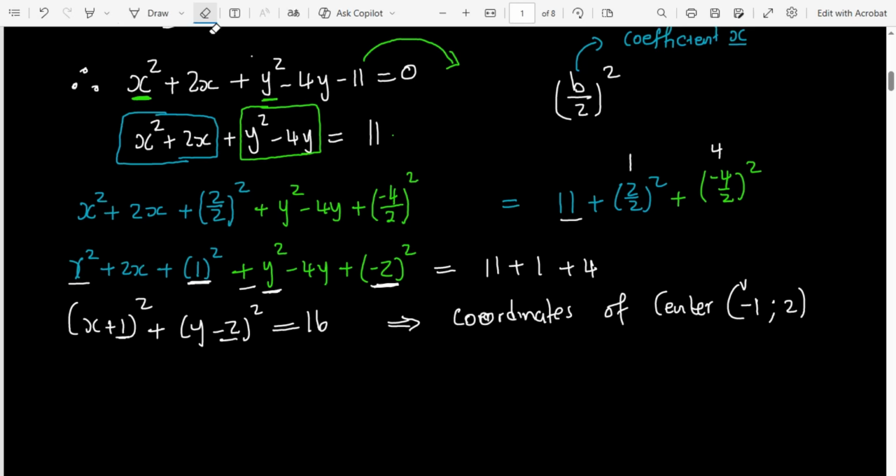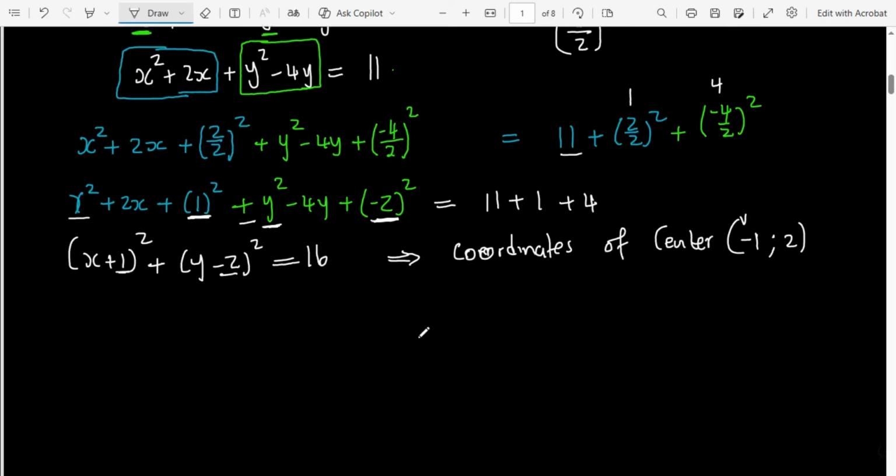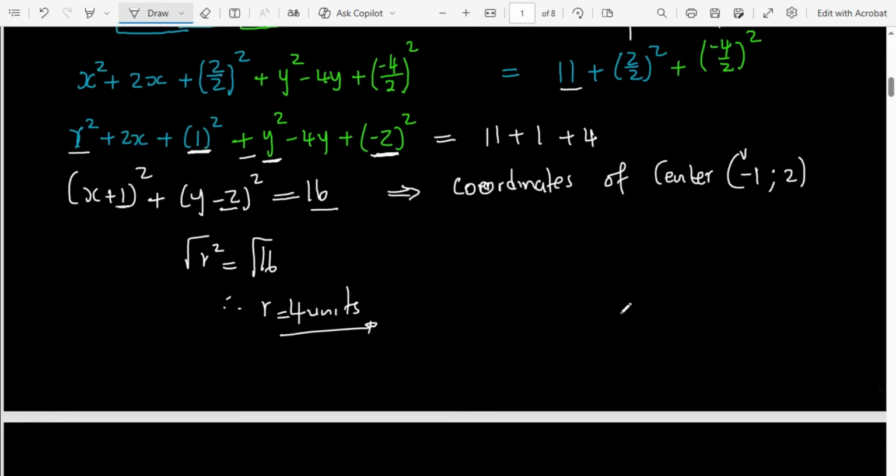So now that you have the center, it will be easy for you to find the radius, because for the radius we just take the 16. We can say that r squared is equal to 16. Square root both sides, the radius is always positive, which will give us r to be 4 units. And that's the radius. We have the center, we have the radius, and now we can plot that on the graph and see what we get.